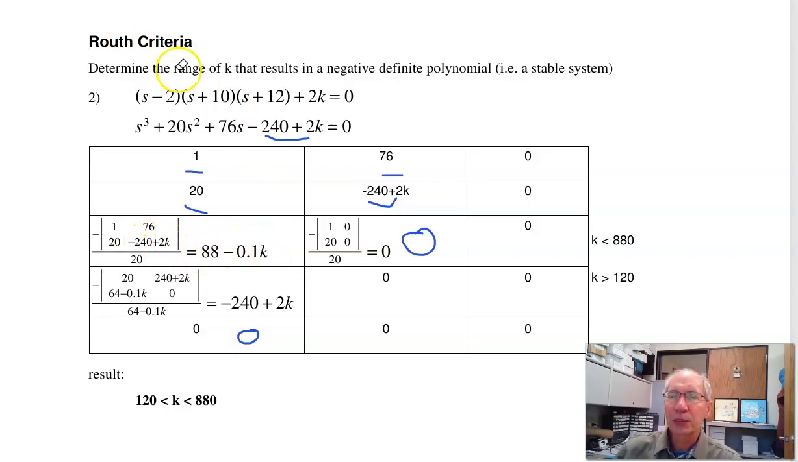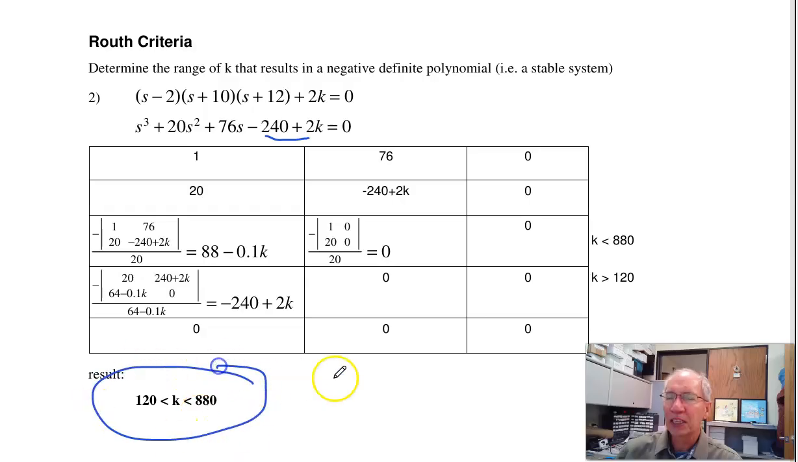So there's the Routh table. To determine the range of k for stability, there can be no sign flips in the first column. So positive, positive. 88 minus 0.1k is positive, meaning k is less than 880. And minus 240 plus 2k is positive, meaning k is greater than 120. So the range of k that gives you a stable system is bigger than 120 and less than 880. That's the range of k for stability.